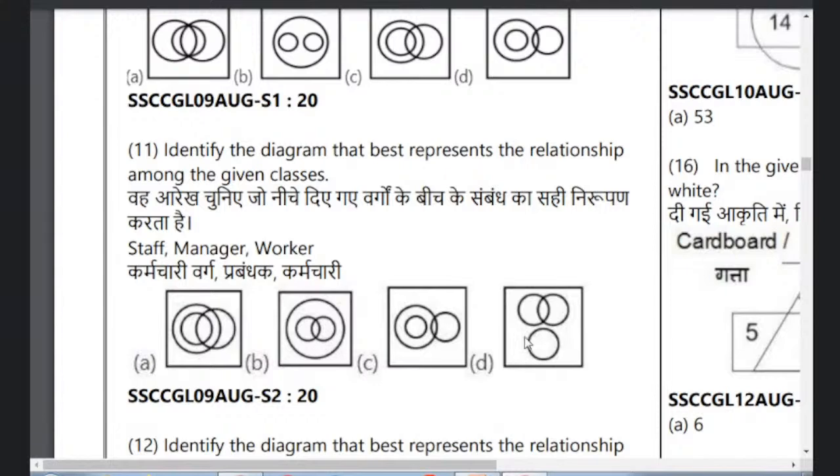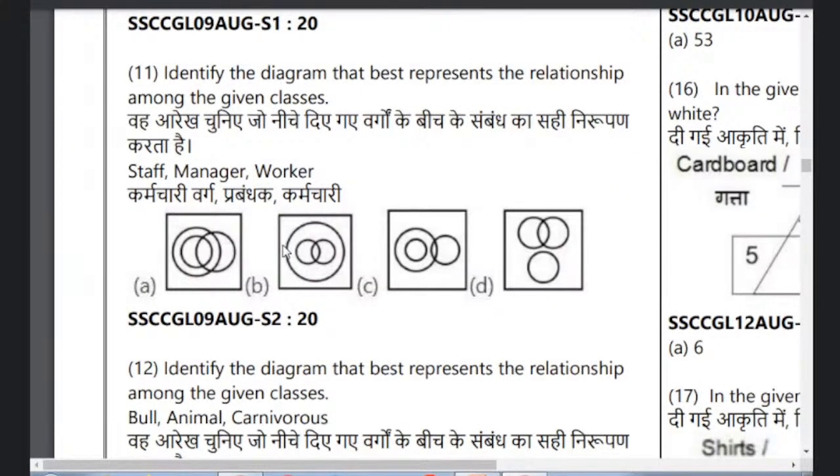A is wrong because staff, manager and worker are all staff of a company. Some managers are workers because they do their own work, but some managers only manage the team, not the work. So B is the correct option.